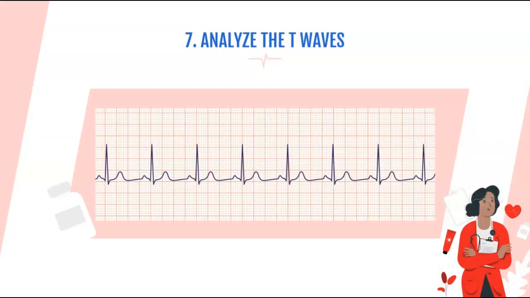Step 7 is analyzing the T waves. Note the shape and height of each T wave. Check for peaked T waves indicating hyperkalemia or inverted T waves indicating myocardial ischemia.